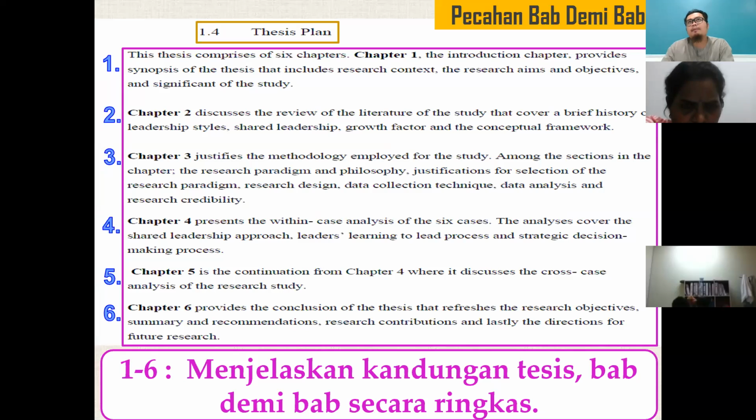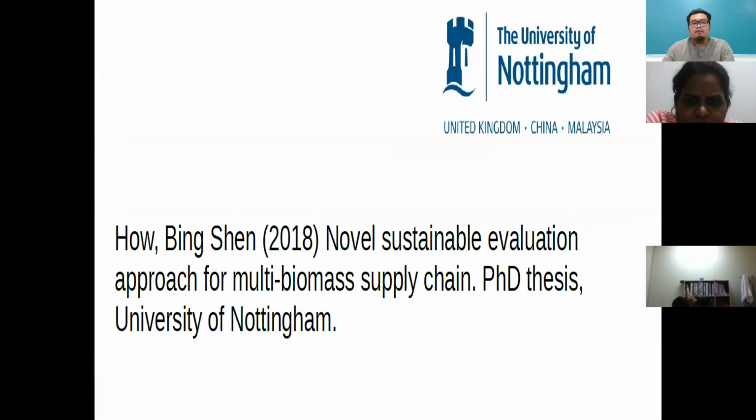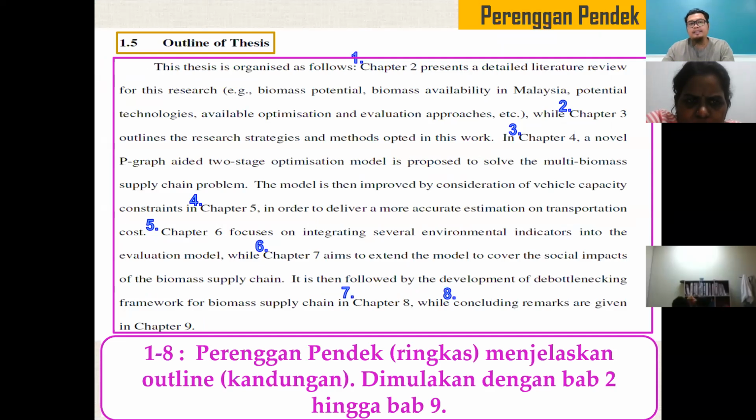Some universities use this thesis plan, but UPSI does not. Regarding the thesis outline, some universities, like UTM where I studied before, have a thesis outline, but in UPSI we don't use it. But I just share this with you so you get some idea. In chapter 1 we also have the outline regarding the thesis plan, such as this one. This is also like the outline of the thesis.